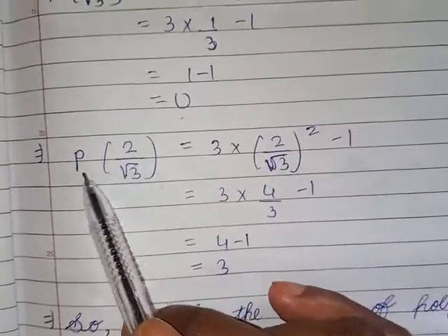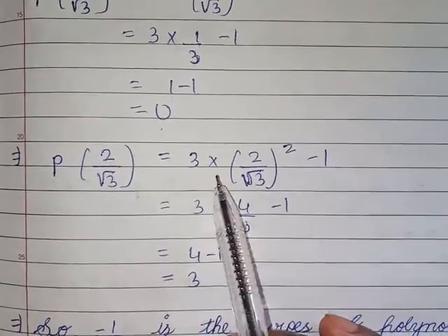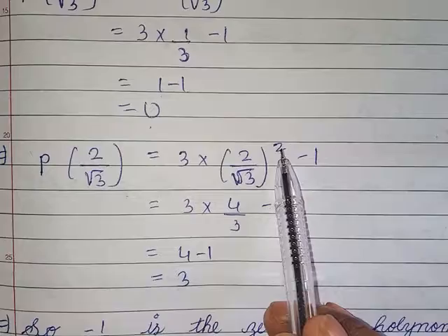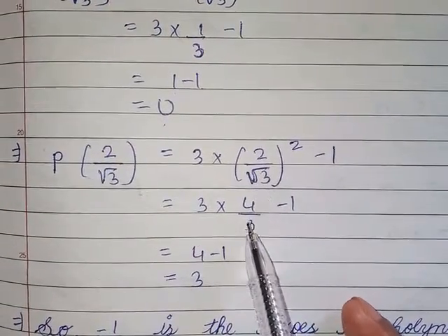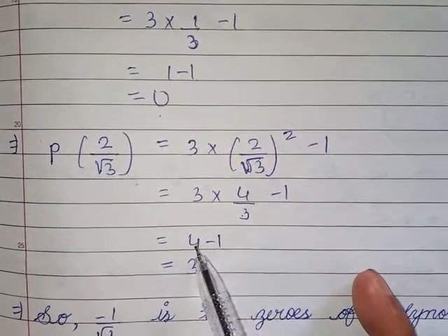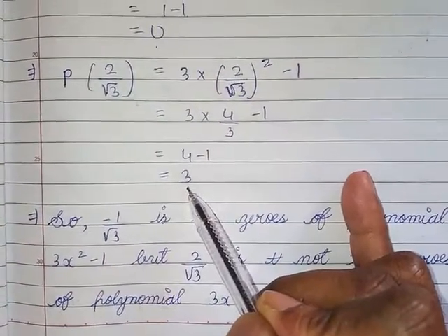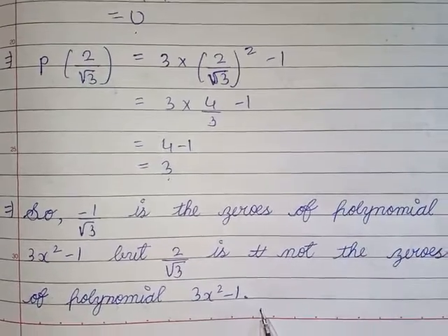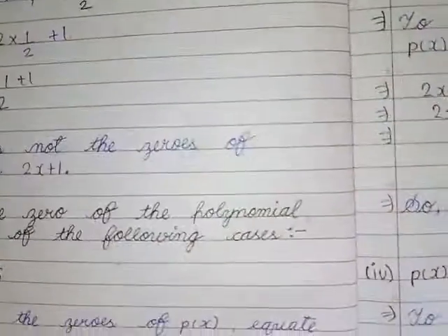In the same way, substitute and find the value of p at 2 by root 3. If we substitute 2 by root 3, then we have 2 by root 3 whole square. 2 twos are 4 and the square of root 3 is 3, so 3 and 3 cancel out. What do you get? 4. 4 minus 1 is 3. It is not equal to 0. So 2 by root 3 is not a zero of the given polynomial. Is it? Okay. Let's move on to the 8th question.